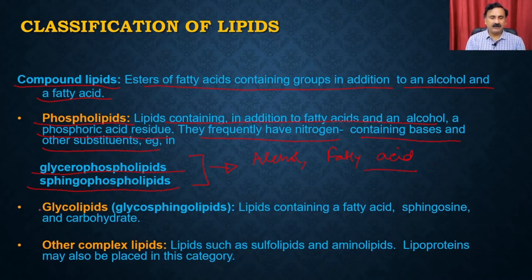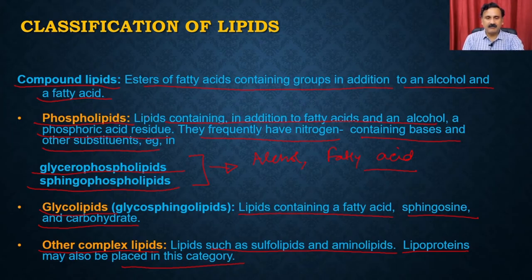Then we can have the glycolipids. So, lipids containing a fatty acid, sphingosine and carbohydrates are called the glycolipids. And then we have the other complex lipids, such as the sulfolipids and aminolipids; lipoproteins are also found under this category. So, let's talk first about the phospholipids.